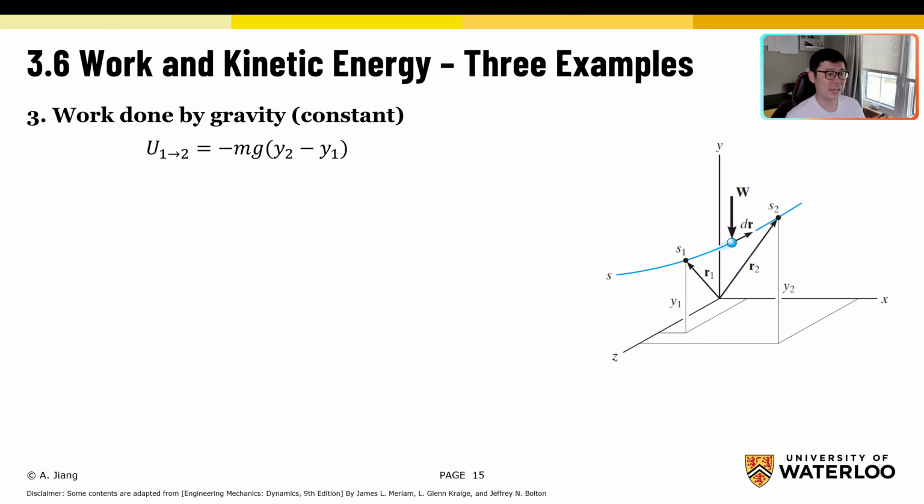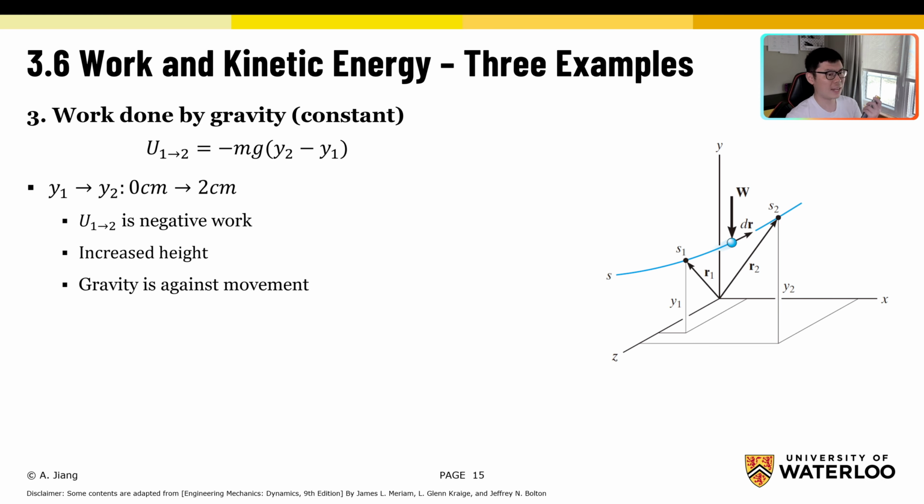The equation to calculate the work done by gravity is U1→2 equals negative mg multiplied by the difference in height, y2 minus y1, or some textbooks like to use h2 minus h1. Let's use a scenario to help with our understanding. Say you are raising a product from the ground, 0 centimeters, to 2 centimeters above the ground. The equation will give you a negative U1→2, a negative work value.